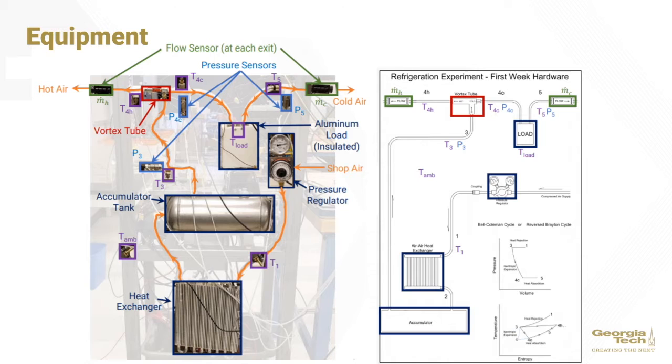Equipment. To simulate the reverse Brayton cycle, air enters the system through a pressure regulator, which allows us to set the initial pressure. It then travels to the heat exchanger, where the air is cooled to room temperature. It then goes to the accumulator tank and the vortex tube, which separates the cold and hot air. The cold air passes through a load, which is a block of aluminum insulated by styrofoam. The air is then released.